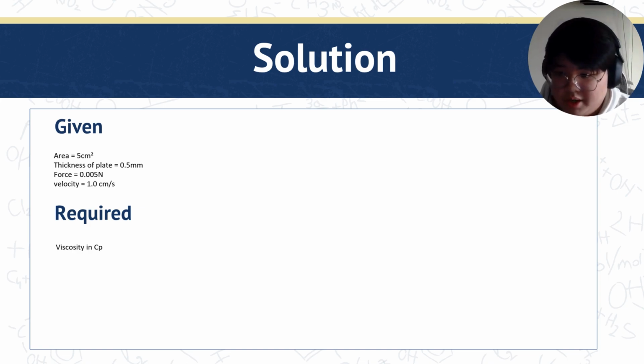So based on the problem that was read a while ago, the properties given in the problem are the area of the plate, 5 centimeters squared, the thickness of the layer, 0.5 millimeters, the force, which is 0.005 newtons, and the velocity, which is 1.0 centimeter per second. In the problem, we are required to find the viscosity in centipoise. Later on, we will be using the theory mentioned a while ago in order to find the viscosity.